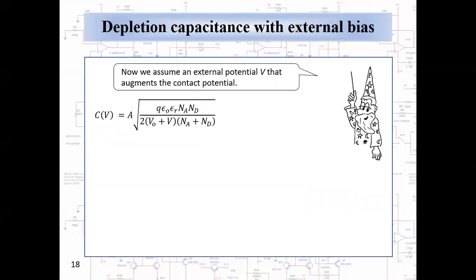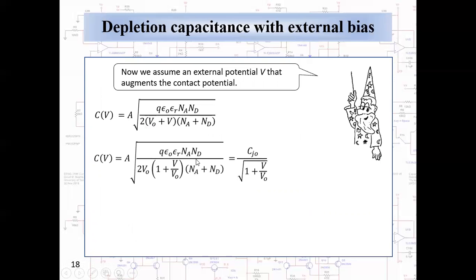Now let's assume we have an external potential V that augments the contact potential. So we add that in the denominator for the expression of capacitance as a function of V. And by simple algebra, we can derive from that that it's equal to the equilibrium junction depletion capacitance divided by 1 plus V over V naught.